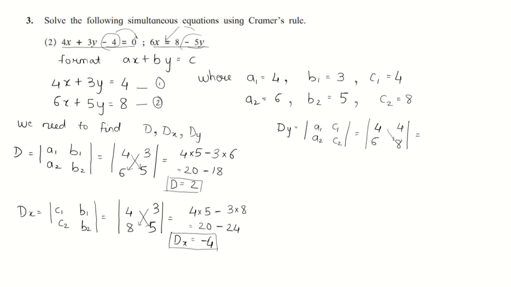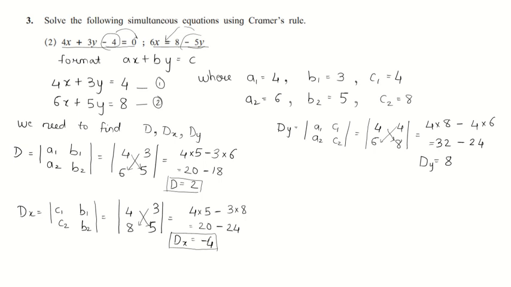4 into 8 minus 4 into 6. 4 8s are 32 minus 6 4s are 24. The answer is 8. dy is 8.